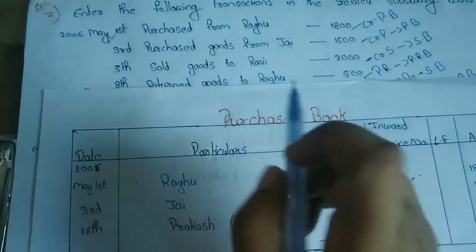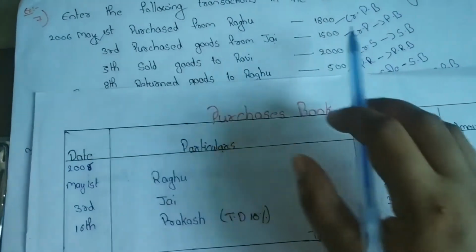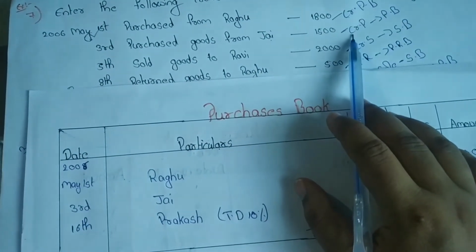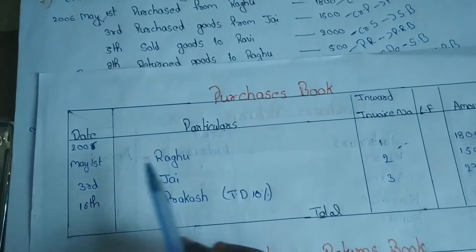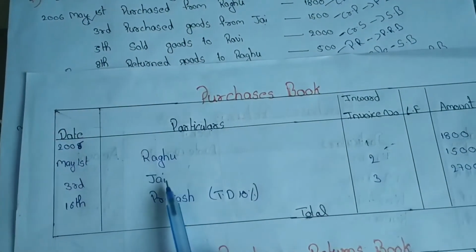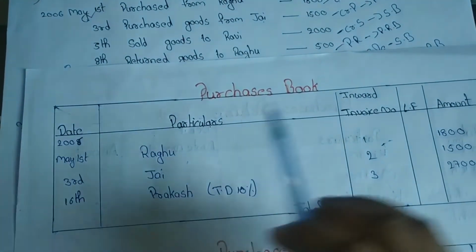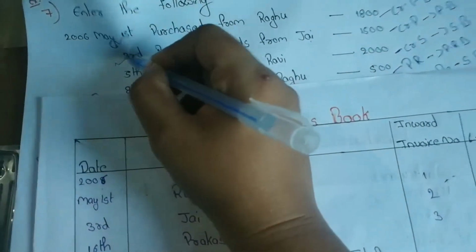Okay. See. Next one. Third one, purchased goods from Jai. So it was a credit purchase. So it should be recorded on purchase book, right? So on date column you have to mention the date and suppliers column. Here the supplier was Jai. So that should be recorded on suppliers column and the amount was 1500. So it was also completed.